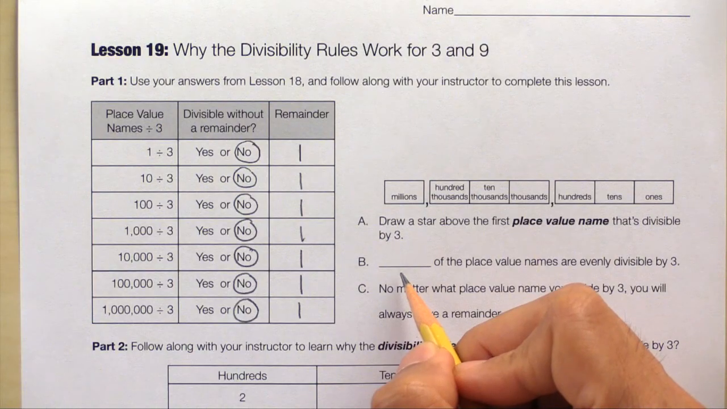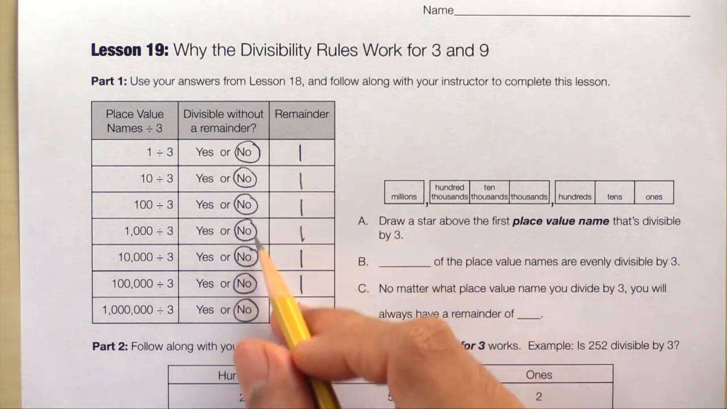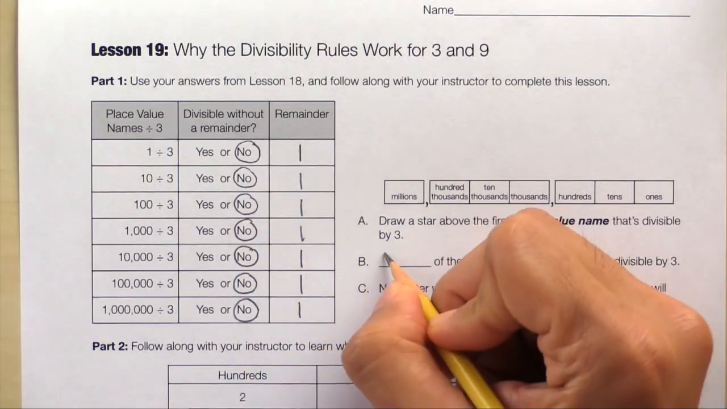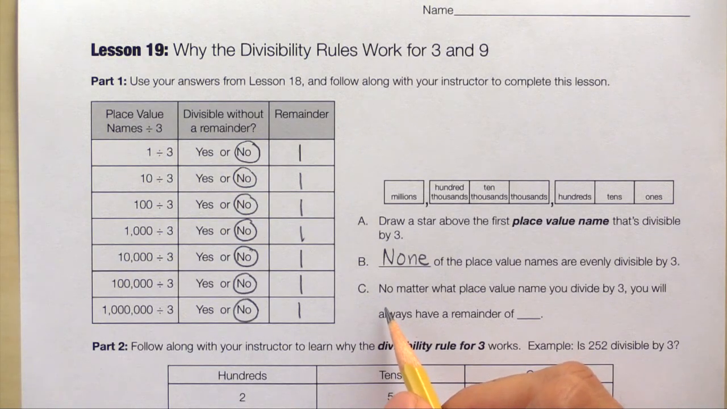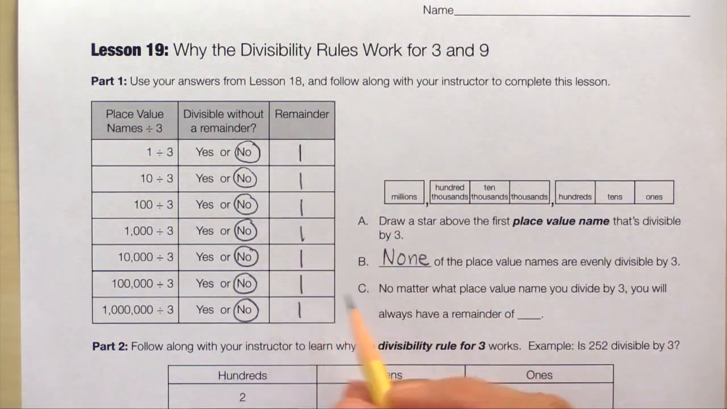Letter B, which of the place value names are evenly divisible by 3? And we saw that none of the place value names are evenly divisible by 3. Letter C, no matter what place value name you divide by 3, you will always have a remainder of 1. So write it down.